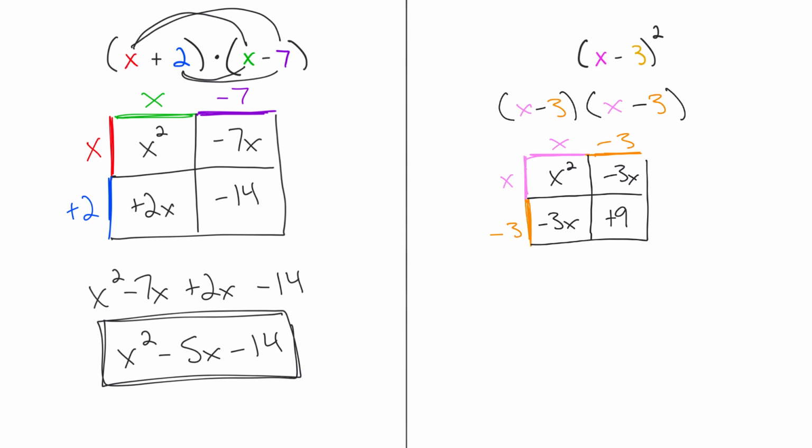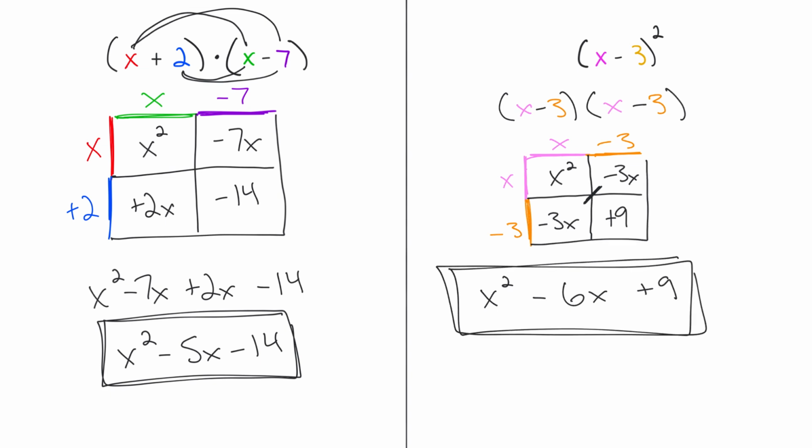Here's something you might latch onto when doing the area model. It's not always going to happen, but if there are like terms, they typically show up in diagonals, meaning you can skip one of the steps. It's going to be x squared. The negative 3x and the negative 3x are like terms, giving you negative 6x. And then there's a plus 9 at the very end. Here is our multiplied out binomial square.